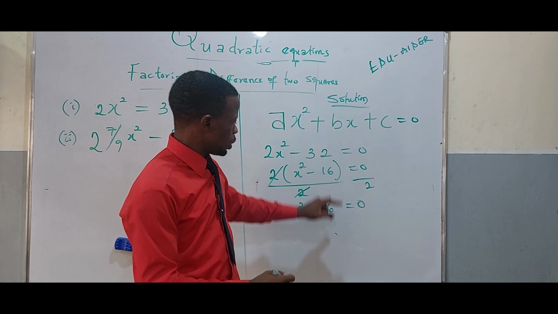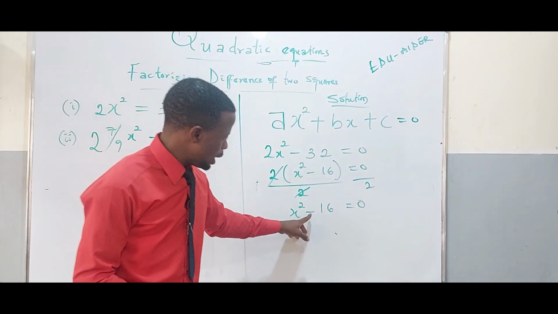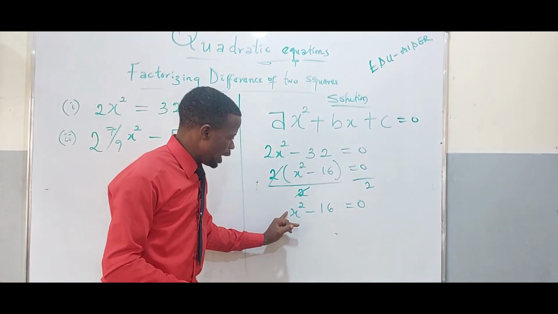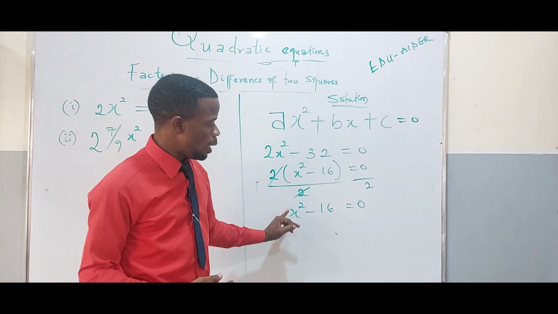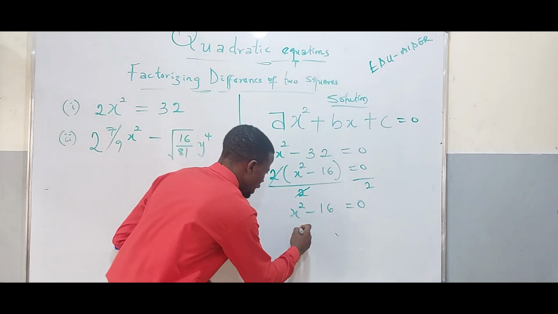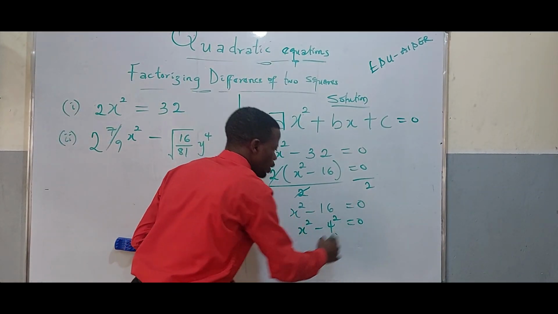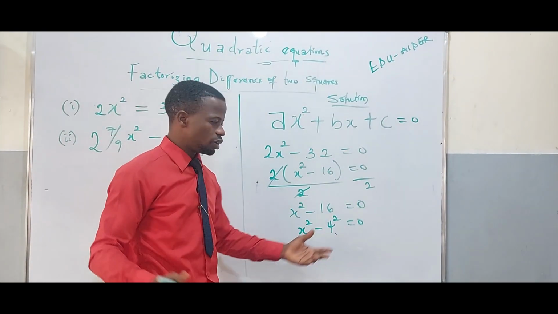This is where we are coming to. Factorizing the difference of 2 squares. These are the difference of 2 squares. What's the meaning of difference? It's a minus, negative sign, means difference. 2 squares. X raised to the power 2, this is a perfect square. 16 is a perfect square because we can write this as x squared minus 4 squared. Right? Then from here, we are done.